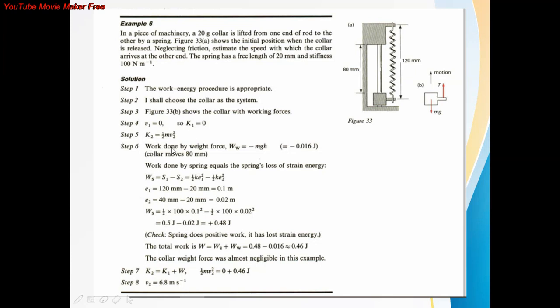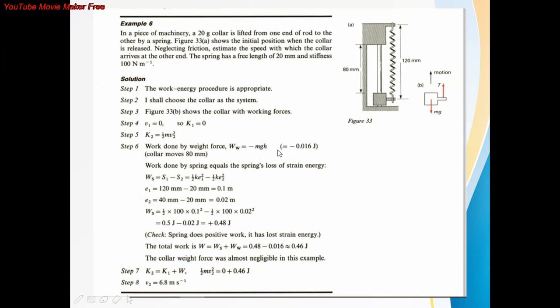And next we find the work done. Now work done is basically by two ways: one due to weight, another due to spring loss of strain energy, right? So we will find both the work done and add them up, and that will be the total work done. First, due to weight, it is minus mgh, because the collar moves upward, right? From here to here, it will be against the motion, or against gravity. So this will be minus mgh, right?